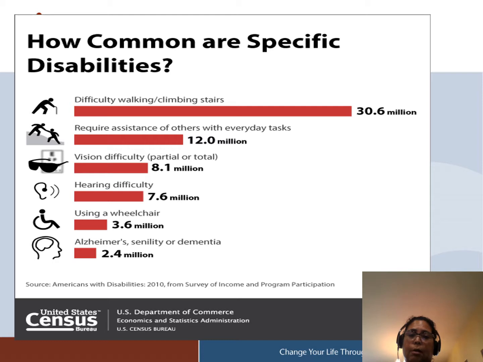Here's some information on the specific disabilities and how common they are. Now, this is pretty old information from the US Census, and I put a link to the CDC so you could get more recent stats. And we should also note that although in 2010 the incidence of Alzheimer's, dementia, and senility was only 2.4 million, that number is quickly growing as we're hitting the silver tsunami, and we have many individuals who are elderly and are having these issues.